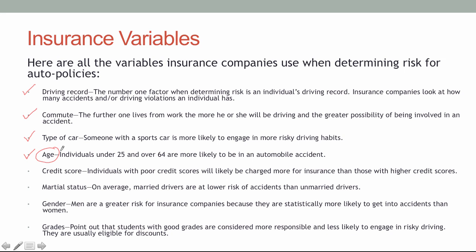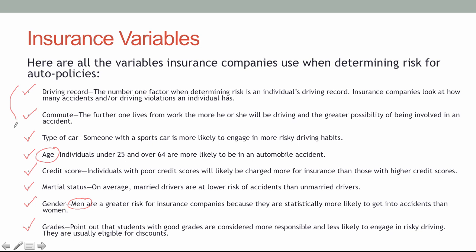We talked a lot about this one. Obviously, your age makes a difference. If you're a little older, you're wiser, you're more mature, you don't do stupid stuff as much. They look at your credit score. If you're responsible with your credit, you're going to be more responsible with your driving. They look at your marital status. On average, it's statistically shown that married drivers are lower risk than unmarried drivers. Like your gender, we talked about that. Men are more risky than women. Sorry, guys. And they look at your grades. If you're responsible with your grades, they figure you're more responsible driving.